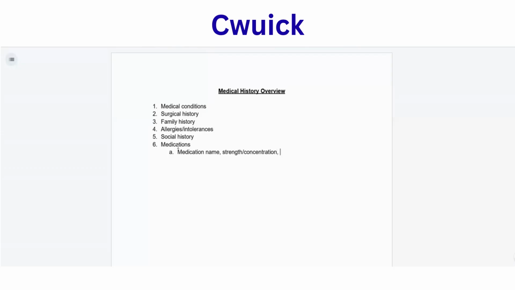After that, we need to know the dose. So if you're taking a pill, how many pills are you taking? If you're taking a liquid, how many milliliters are you taking? That's the kind of information we're looking for. After that, we want to include the route of administration. This is just a fancy way of asking you how you take the medication. So if it's a pill, you take it by mouth. If it's something like an injection, you're getting an injection.